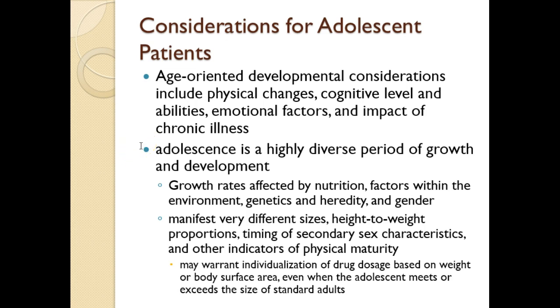It's a highly diverse period of growth and development, affected by so many factors such as nutrition, environment, genetics, heredity, and gender. So patients may be of different sizes, have different proportions of height to weight. The timing of the development of the secondary sex characteristics could be variable. So there's just so many that we have to consider when it comes to your adolescent population.